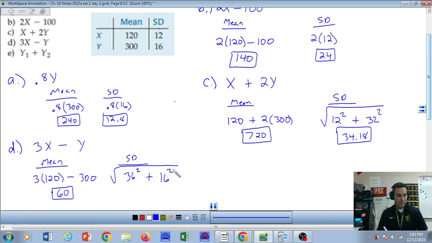So you get 1552, you square root it, you get 39 point about 4. I mean, it's pretty close to 39.4. There is your standard deviation of that group.